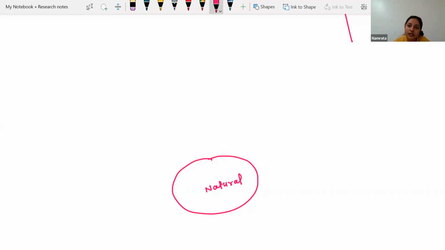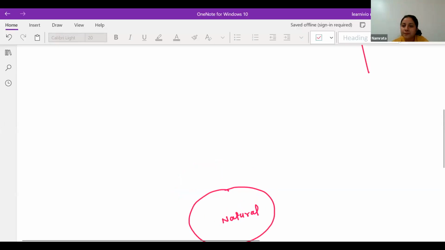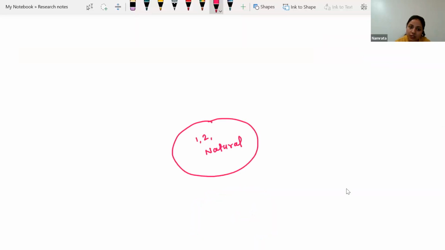Yes or no? So natural number starts from? Is it zero? Or just counting numbers? From one. 1, 2, 3, 4. It starts from 1, right? 1, 2, 3, 4, 5, 6, 7, 8. These are natural numbers, right? Yes, ma'am. Natural numbers, we know all the counting numbers start from 1. That is 1, 2, 3, 4. All the counting numbers are natural numbers.